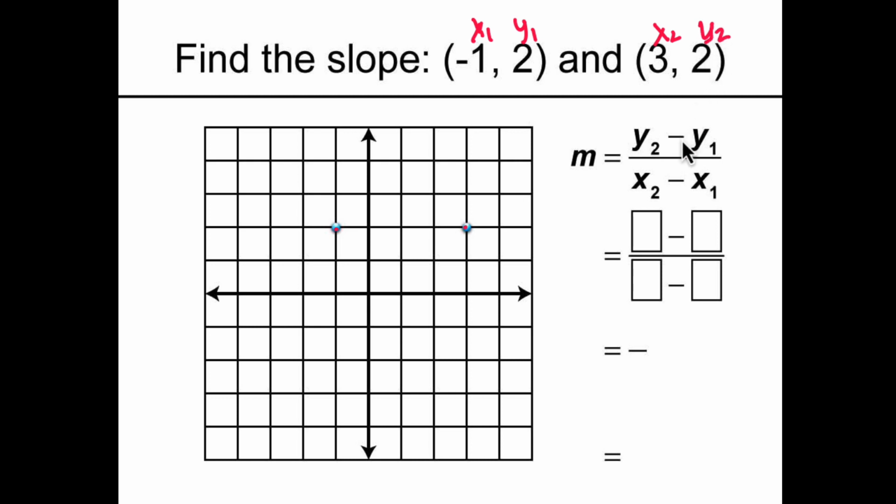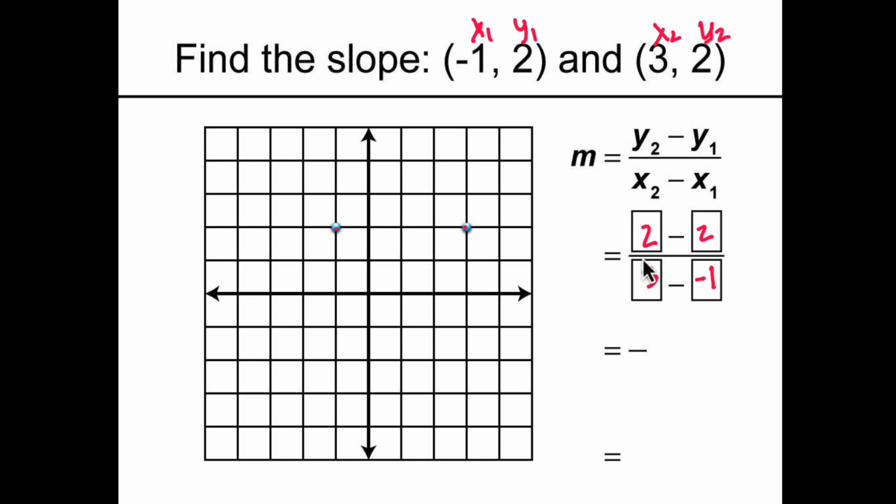Plug these coordinates into their corresponding place in the formula. y2 goes here, y1 goes here. x2 goes here, and x1 goes here, and make a note of the negative sign.